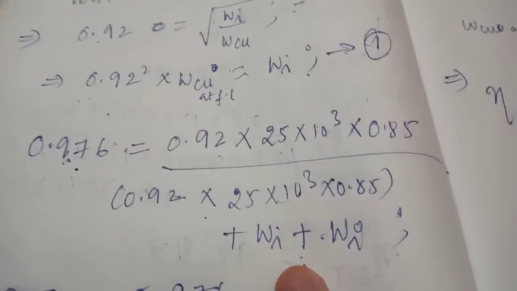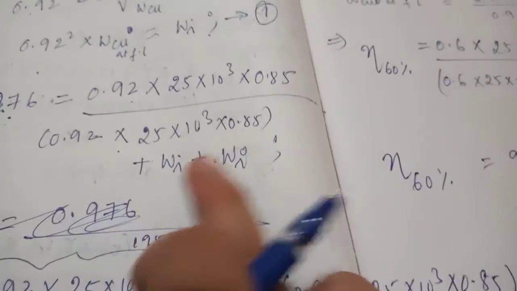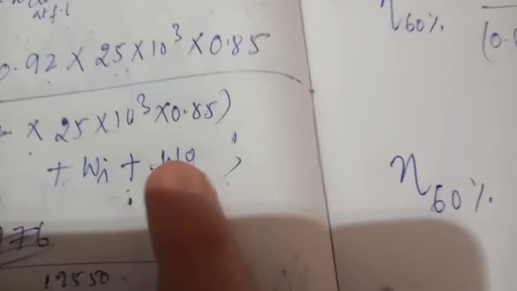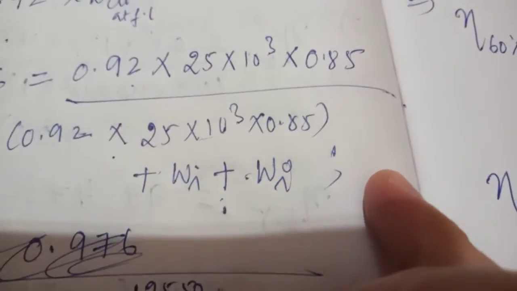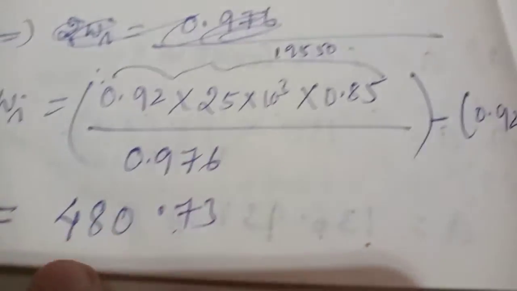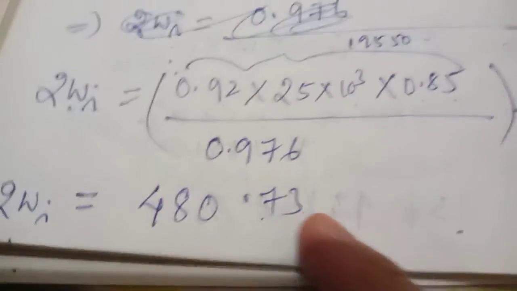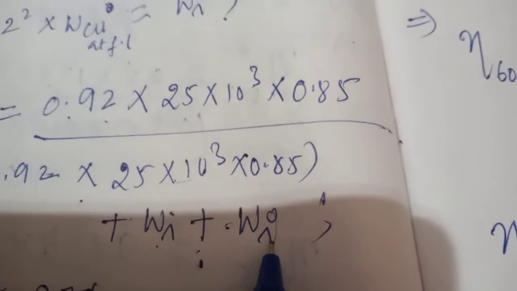Since this efficiency is maximum, iron loss must be equal to copper loss, right? So Wi plus Wi. Since iron loss must be equal to copper loss, instead of 0.92 square WCU at full load, I am writing Wi only. So 2 Wi it comes. So 2 Wi is equal to 480.73. So Wi yields 240.36.